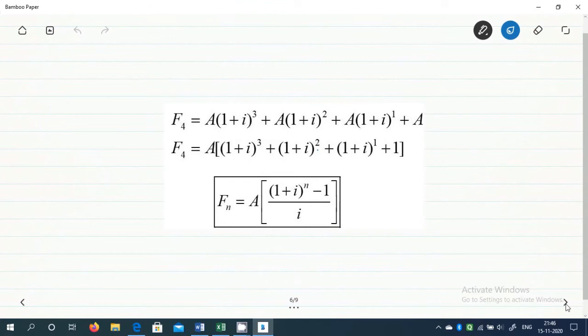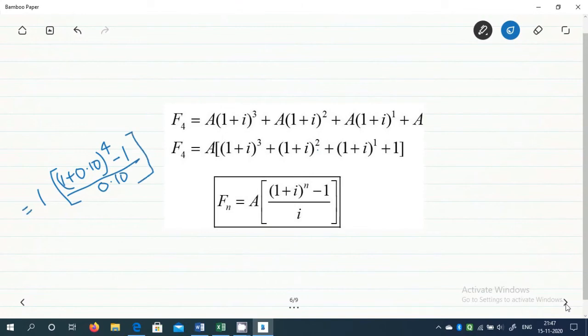Suppose here I'll just write 1 into 1 plus 0.10 to the power 4, that is for 4 years, minus 1 whole, divided by 0.10. That's the previous example we are using over here.